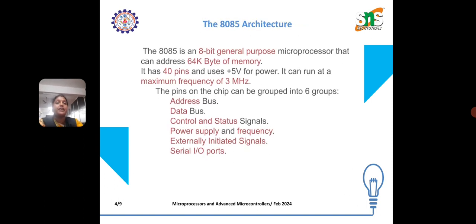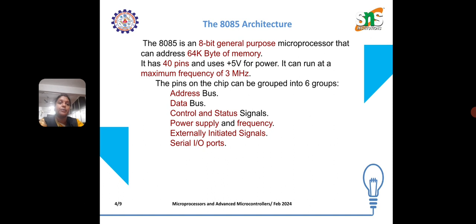The 8085 microprocessor is an 8-bit general purpose microprocessor that can address up to 64 kilobytes of memory. It is an 8-bit architecture, that means it processes data in 8-bit chunks, and it has a 16-bit address bus. The address bus determines the total memory capacity, so that it can address up to 64 kilobytes of memory, and an 8-bit data bus for transferring data between the CPU and memory or input output devices.